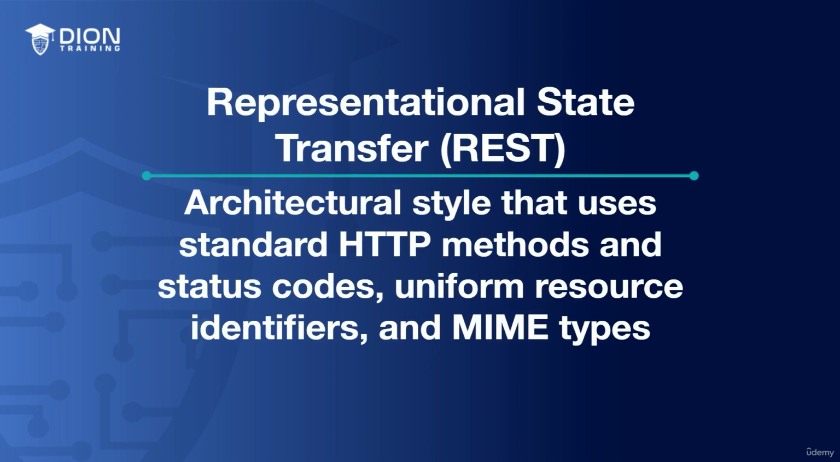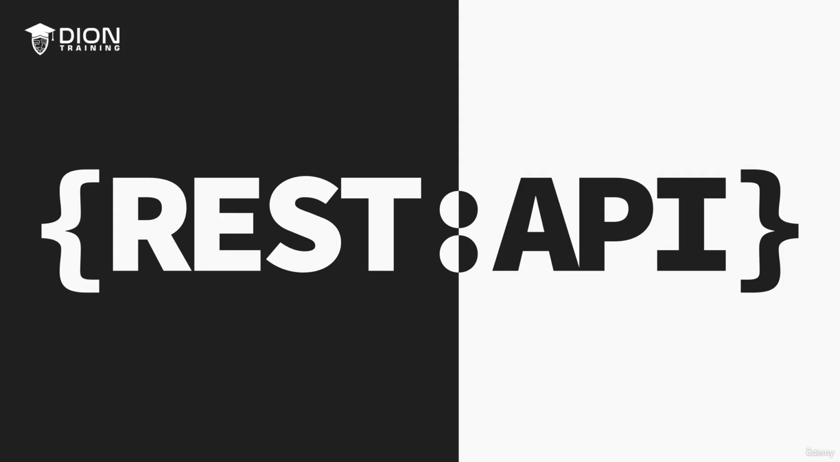REST, or representational state transfer, is an architectural style that uses standard HTTP methods and status codes, uniform resource identifiers, and MIME types to achieve a simple way to interact in a stateless manner with a given web service. REST usually relies on using the JSON format when transferring data, which also makes it a very lightweight protocol that can be easily integrated with existing websites without needing to perform any kind of extensive modifications.